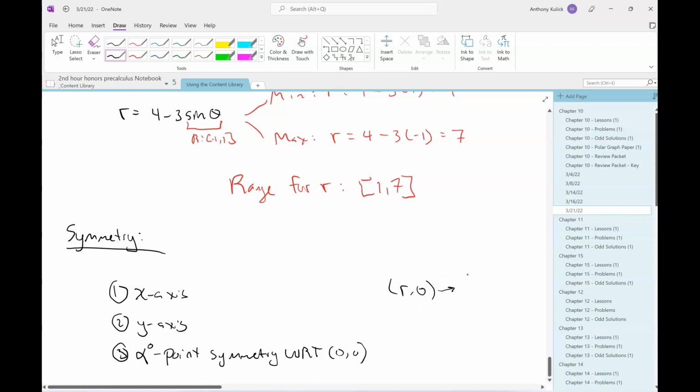So to determine if something has x-axis symmetry, we're going to do that. For y-axis, we do both of them. And then for our alpha point, we're going to add that to theta.